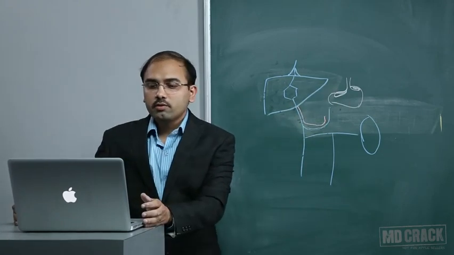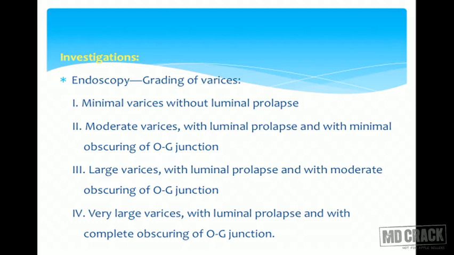How do you investigate varices? Endoscopy is the investigation of choice. Grade 1 is minimal varices without luminal prolapse. Grade 2 is moderate varices with luminal prolapse with minimal obscuring of the gastroesophageal junction. Grade 3 is large varices with luminal prolapse and with moderate obscuration of the esophagogastric junction. Grade 4 is very large varices with luminal prolapse and with complete obscuring of the gastroesophageal junction.